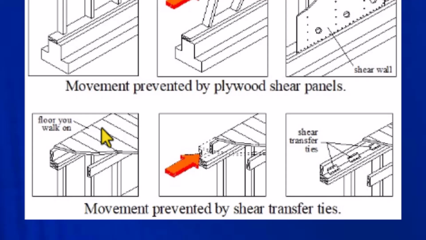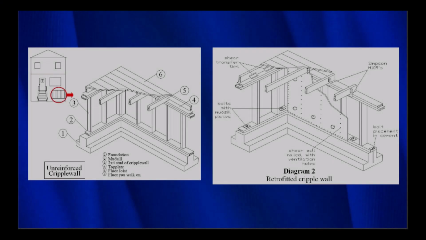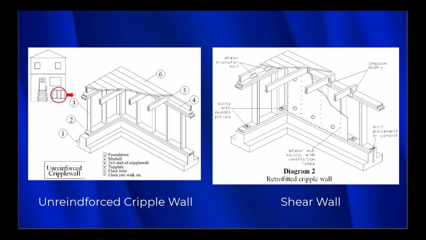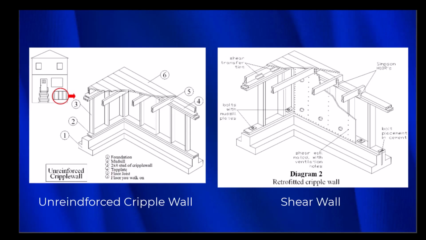And finally here we have the floor that we walk on. This is the floor framing. Earthquake force is pushing this way, trying to slide the floor framing off the top of the cripple wall. And then we put in these shear transfer ties, also known as floor connectors. So now we've done everything we need to do to create a shear wall out of our cripple wall, and let's review it one more time.